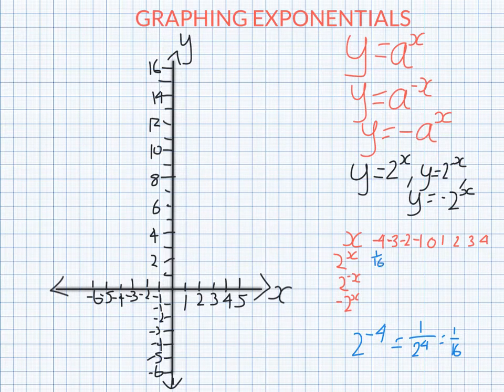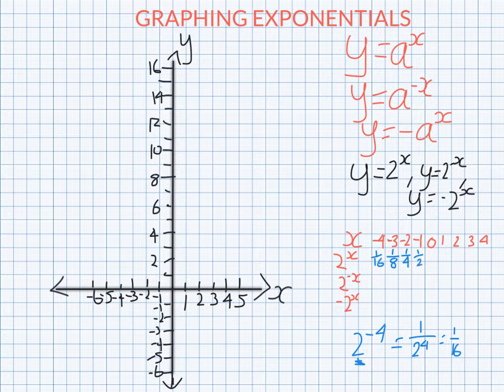Hopefully you also remember, when you raise a positive number like 2 to any power, it never equals 0, it's never less than 0. So if you get a negative answer, you've done something wrong. So 2 to the power of negative 3 is the same as 1 over 2 to the power of 3. It's 1 over 8. Same idea for negative 2. It will be 1 over 4. 2 to the power of minus 1 is half.